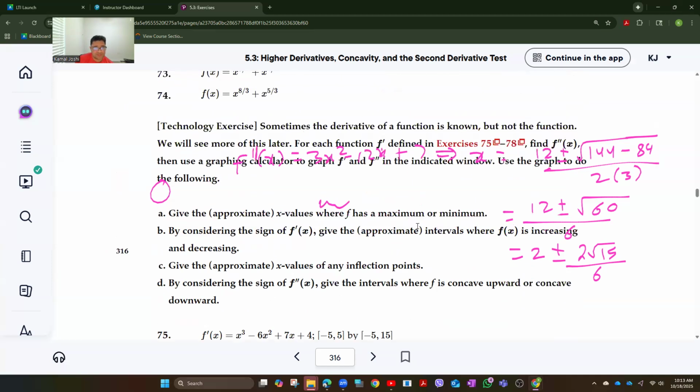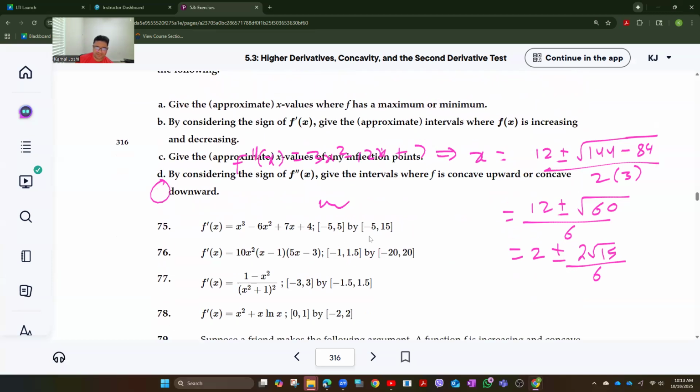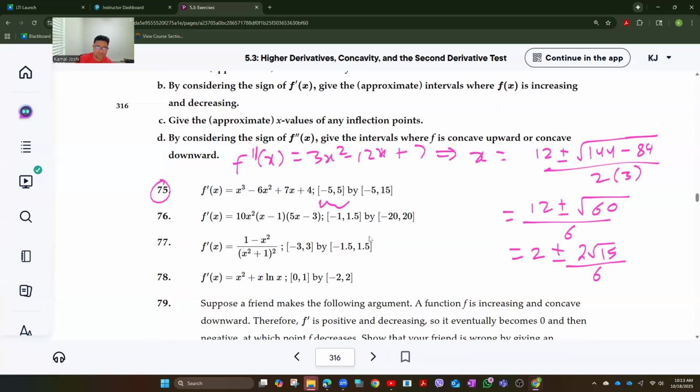Let me read the question again. Is there anything? Sometimes the derivative of a function is known, but not the function. We will see more later. Each function is different. Oh, in the window below, I see. So that is the x and y limit given. And this question was meant to be done in a graphing calculator. I get that. Okay. I did this analytical part here. So these 2 points, the x values are definitely in that window of the x values given there, but not sure about the y values. Okay, that only the graph will tell you.